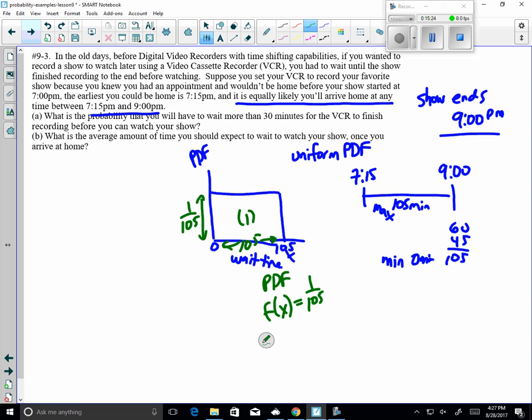Okay, so now we're ready to actually figure out the question. In part A, it says, what's the probability that you'll have to wait more than 30 minutes? So 30 minutes here, and we want this area under the curve, right? So for part A, we're finding the probability that x is greater than 30, and that would be the integral of our probability density function of 1 over 105, but integrated from 30 up to the max value of 105.